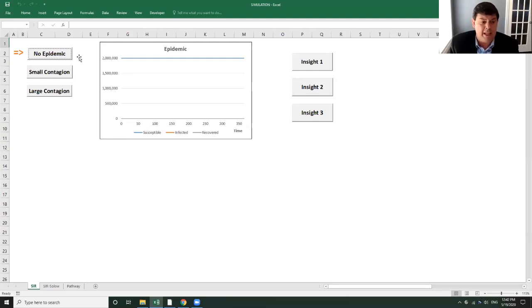So if I don't have an epidemic, everyone is in my first box of that model, okay? Everyone is susceptible. No one is infected. I don't have an epidemic. So everyone is in that category throughout the year, okay?